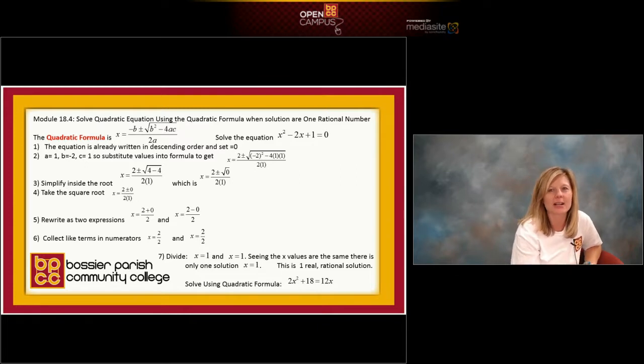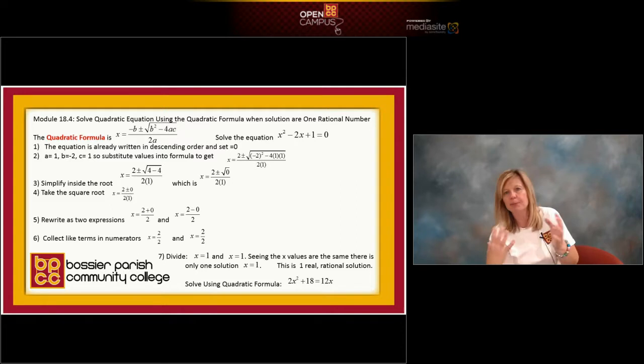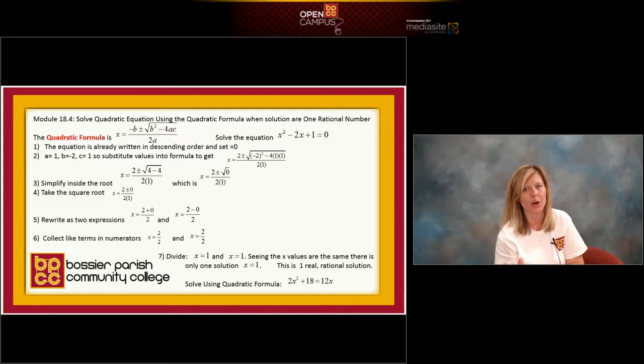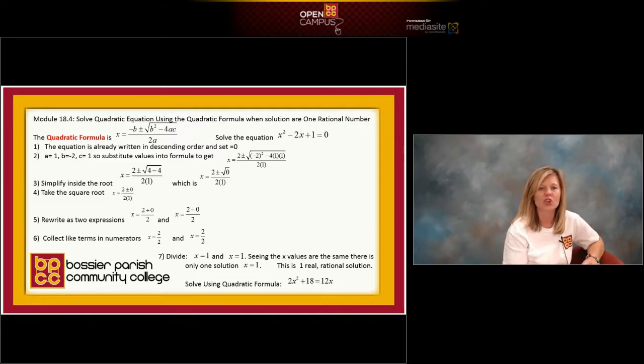Our equation is x squared minus 2x plus 1 equals 0. As we all know, that's clearly a quadratic equation. It's got the x squared, it's set equal to 0. I want to solve it. Again, pretend I forget how to factor. I know I cannot square root that equation because it has that middle term, 2x. So let's just jump into using the quadratic formula, because the quadratic formula will always solve a quadratic equation.